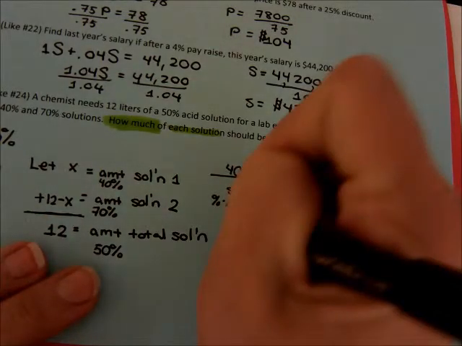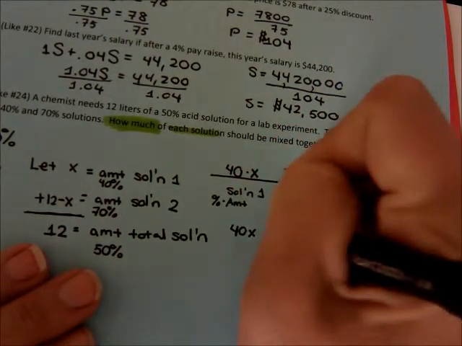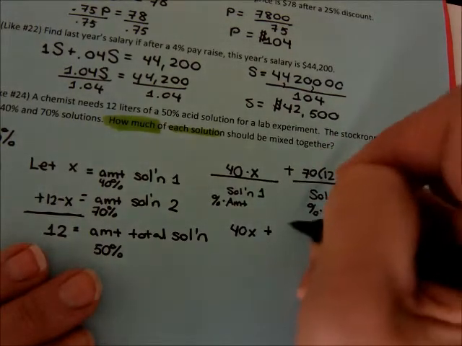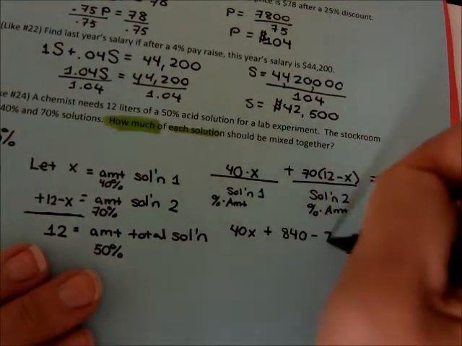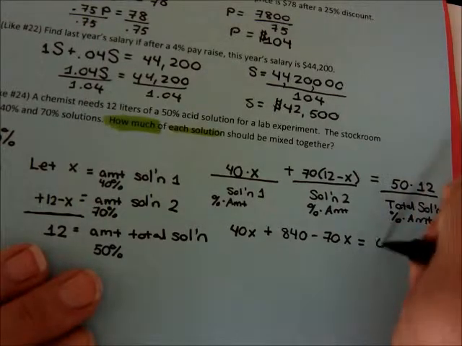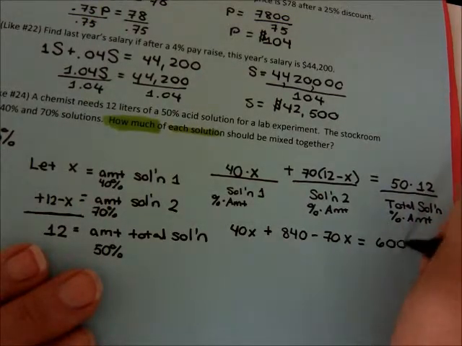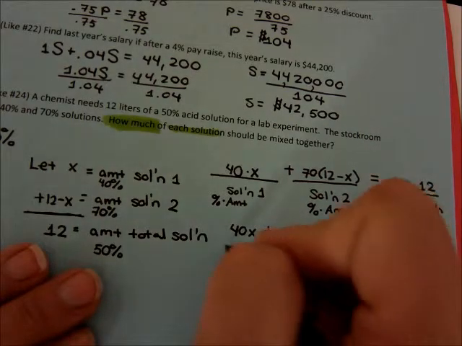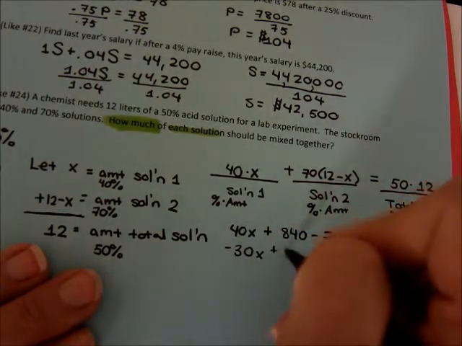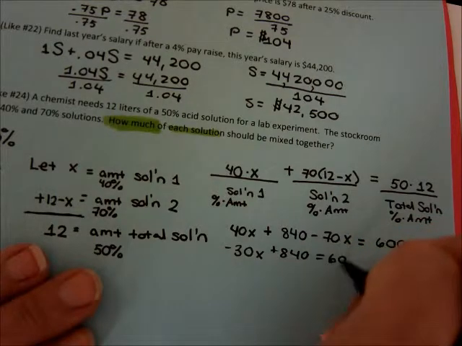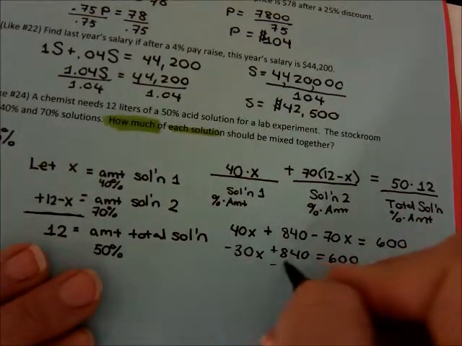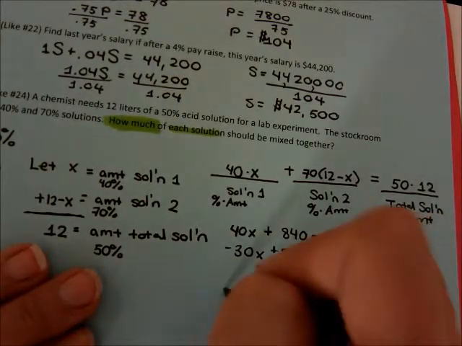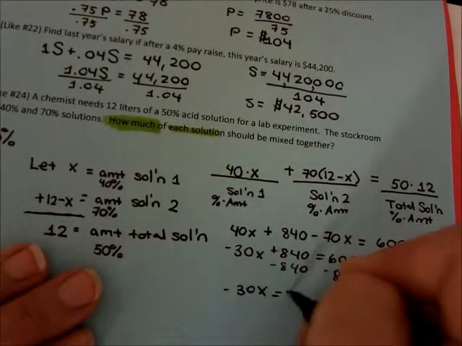All right, so 40x plus 840 minus 70x is going to be equal to 600. So I have negative 30x plus 840 is equal to 600. Subtract over 840. Negative 30x is equal to negative 240.